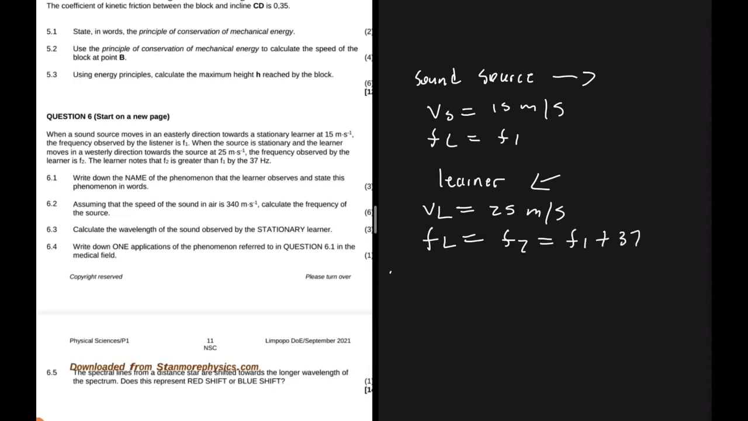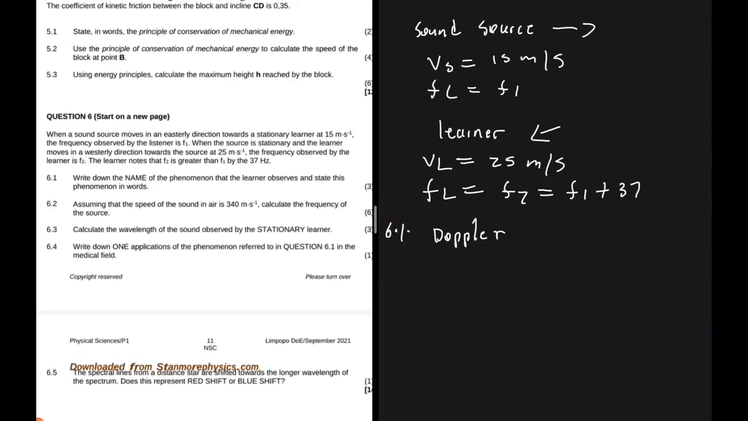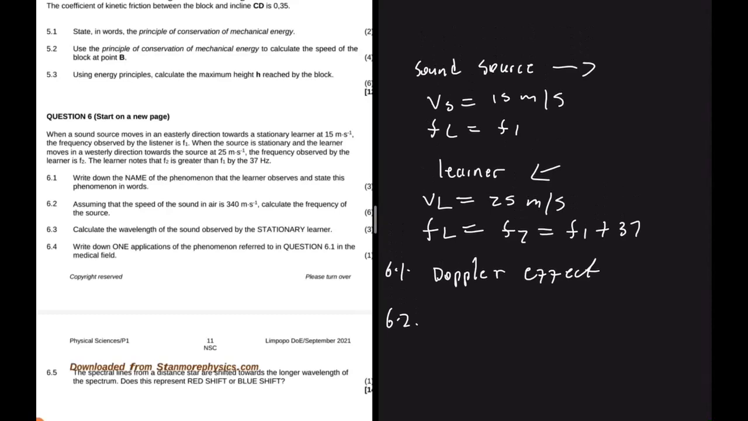And then 6.1 says, write down the name of the phenomenon that the learner observes and state this phenomenon in words. So we know that the phenomenon is the Doppler effect, because the observed frequency and the emitted frequency are different because of the relative movement between the sound source, the listener, and the speed of sound in air. And then 6.2 says, assuming that the speed of sound in air is 340 meters per second, calculate the frequency of the source. So let's start with our scenario 1.